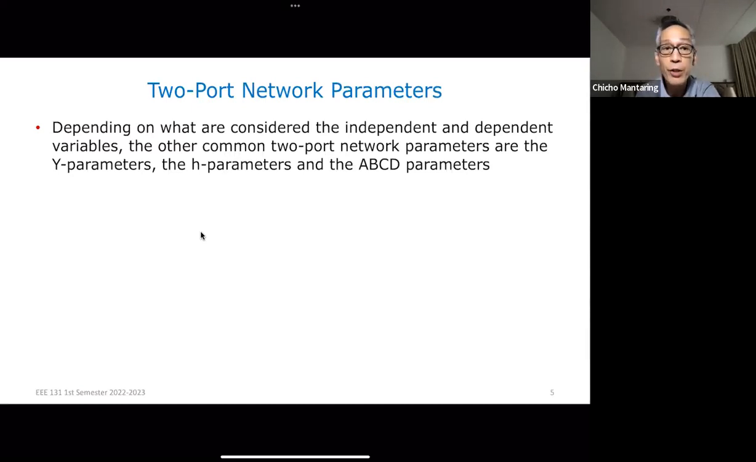Okay, so this is not a course on two-port networks. I just wanted to give you a primer on two-port networks because from this point onward, you're going to be dealing with two-port networks as applied to transistor circuits. That will be the rest of the course. Two-port networks applied to transistor circuits.